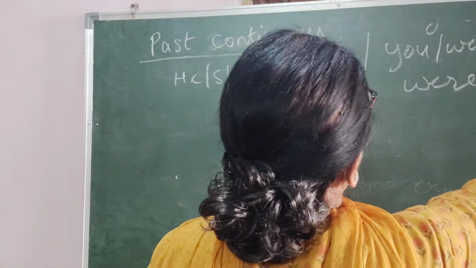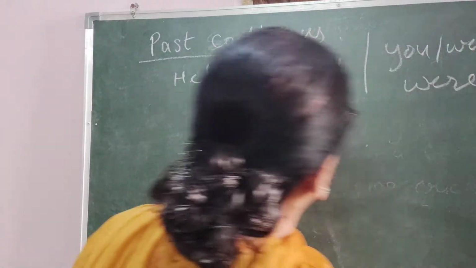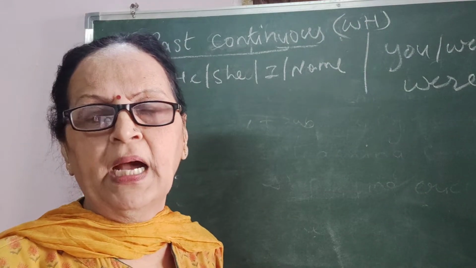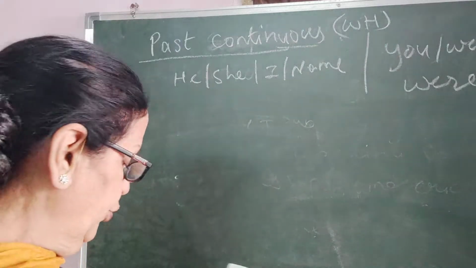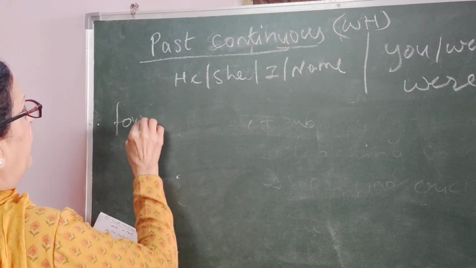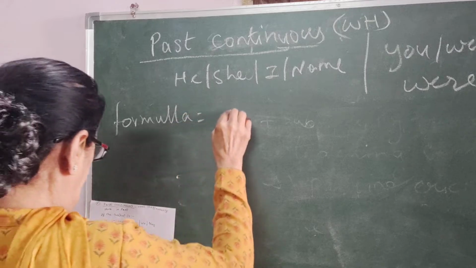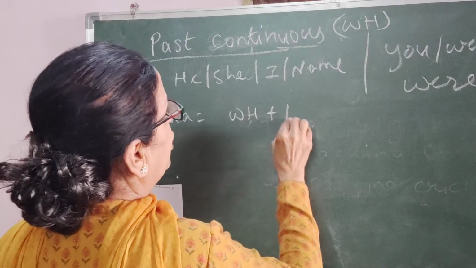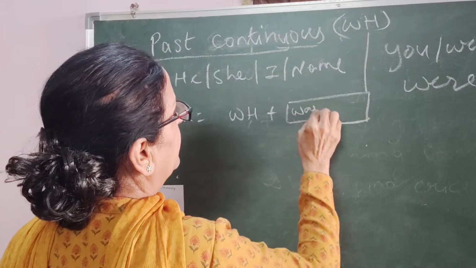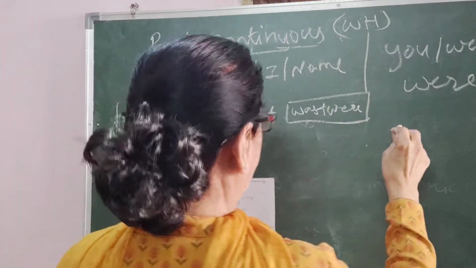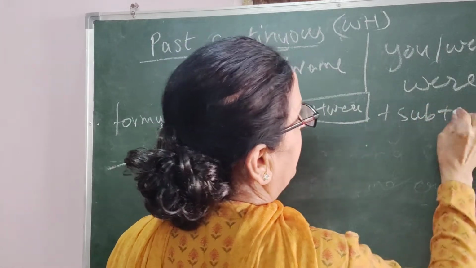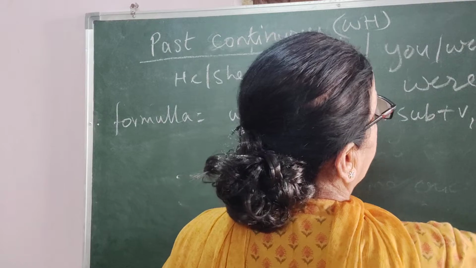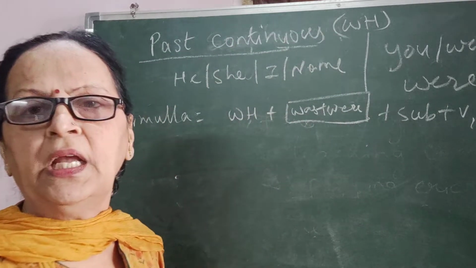Again it is the same. It is going to start with WH family. I hope the topic is very easy now for you. So the formula for WH family will be WH family first, then your verb was or were, then you have got your subject. Very simple. Now what is left? Verb with ing and then object. Whatever is left after the verb is the object.